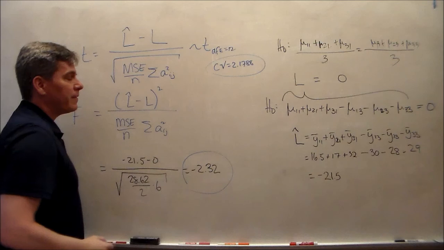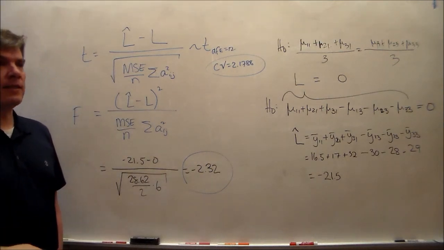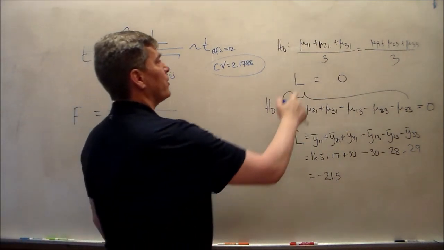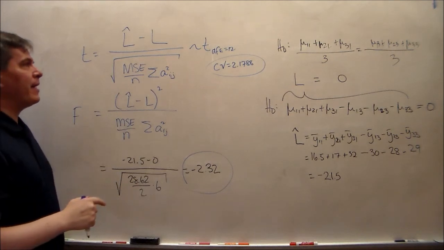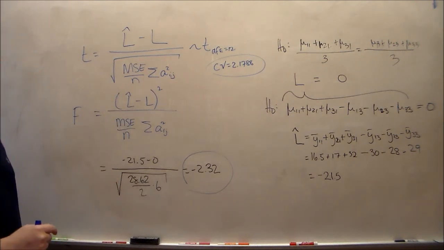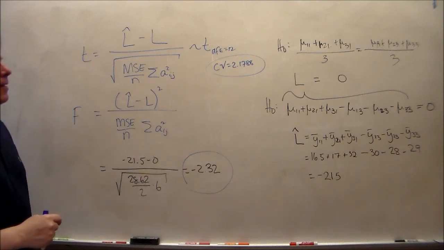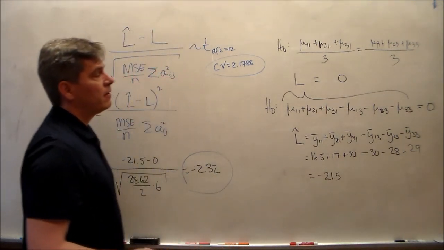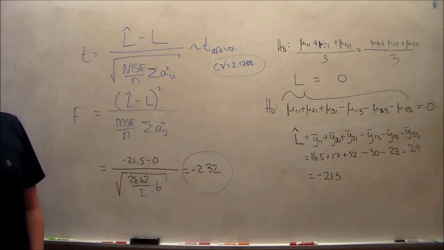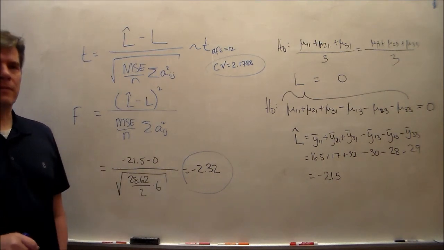This is what we observe. It's more extreme than the critical value. Therefore, we reject the null hypothesis. Therefore, we conclude that the average DFW rate for Professor Forsberg is not the same as that of Professor Cheney. In fact, because we know that our observed statistic is negative, that tells us that Professor Cheney's DFW rate is significantly higher than Professor Forsberg's.